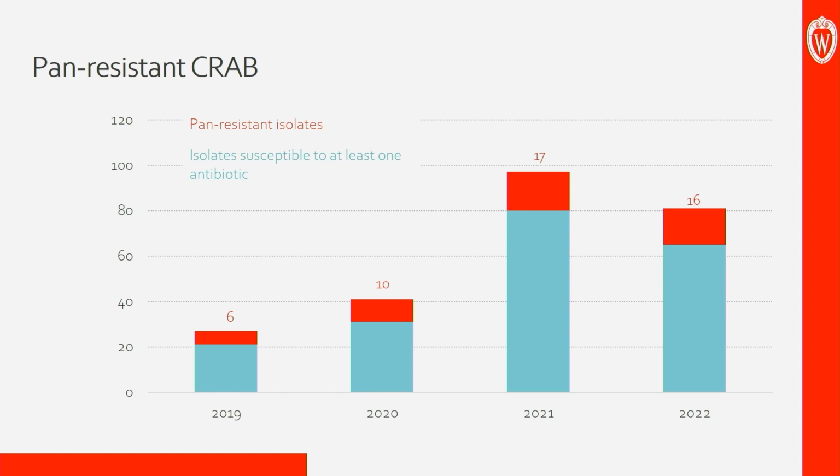And unfortunately, among Acinetobacter, we do see some pan-resistant isolates. So those are non-susceptible to all of the antibiotics on our panel, which has about 20 antibiotics. So that's a lot to be resistant to. That's really not leaving much left for treatment. We're keeping an eye on that, and we are trying to make sure that we follow up on these cases carefully.